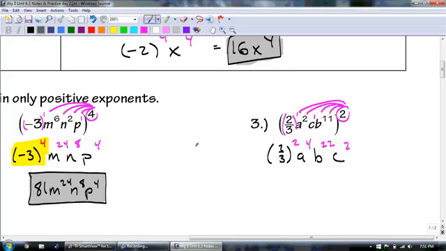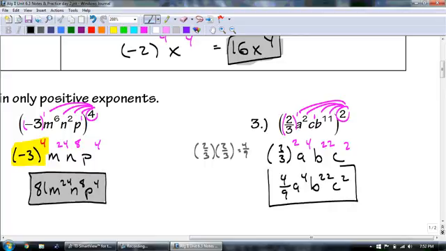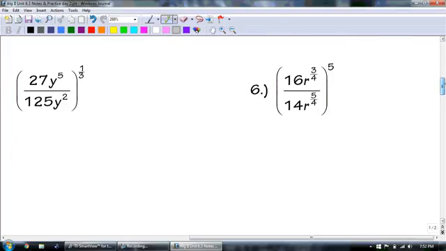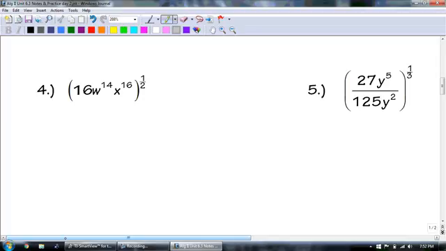Now, if you want to do that in your head, you're really just doing 2/3 times 2/3, and when you're multiplying, you just multiply straight across. So we get 4/9, a to the 4th, b to the 22nd, and c squared. And that's it. Okay, so we clean up if we can, otherwise we just distribute. Okay, and don't worry if it's a fraction. We do the same thing.